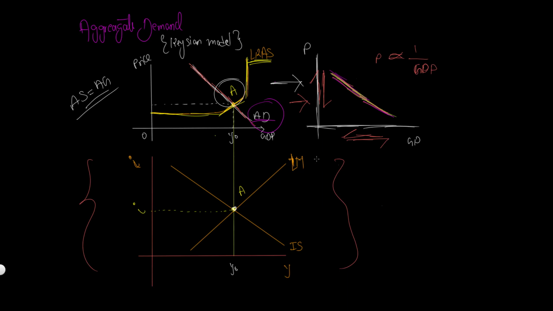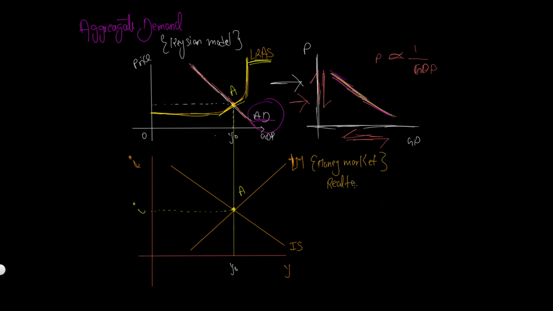In an ISLM curve, the LM, to put it in simple words, represents the money market. The LM curve represents the money market, and to be specific, the LM curve represents the money market in real terms.